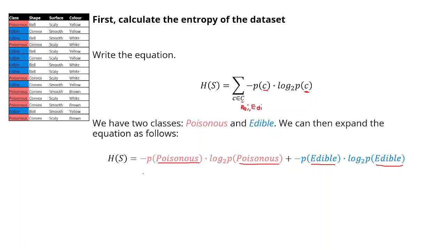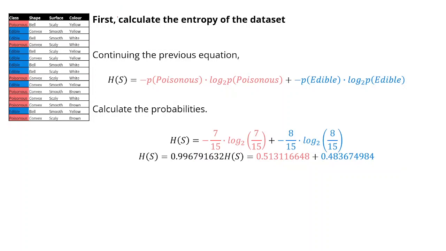So that's the reason why when we expand the equation, this is the result down here. Continuing the previous equation, let us calculate the probabilities. So what is the probability of poisonous? If we count on the left side of the table, how many poisonous do we see? As you can see, 1, 2, 3, 4, 5, 6, 7. Okay, we have 7 poisonous. And then how many rows are there in total? We have 15 rows. So we have 7 over 15.